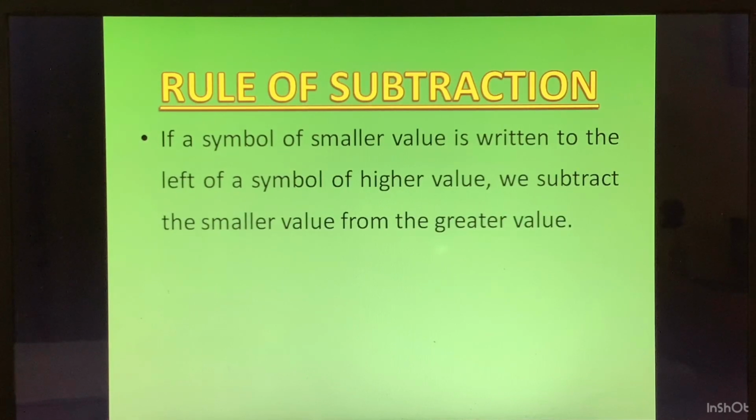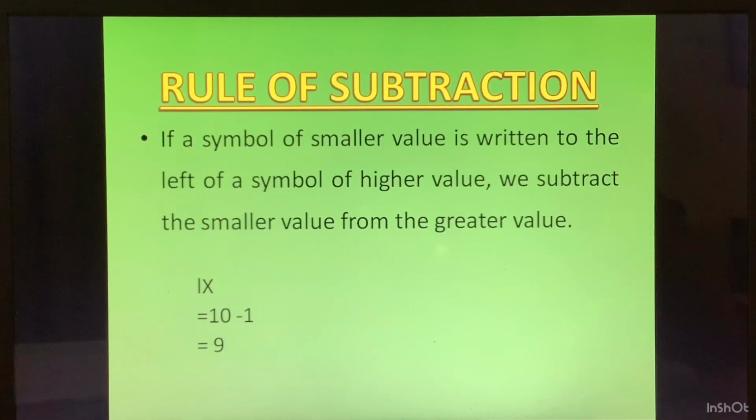Now rule of subtraction. If a symbol of smaller value is written to the left of a symbol of higher value, we subtract the smaller value from the greater value. Let us understand this with the help of an example. IX. Now I is of smaller value and is on the left of the symbol of greater value. Here the greater value symbol is X. So we will subtract the value of I. That is 10 minus 1, which is 9.